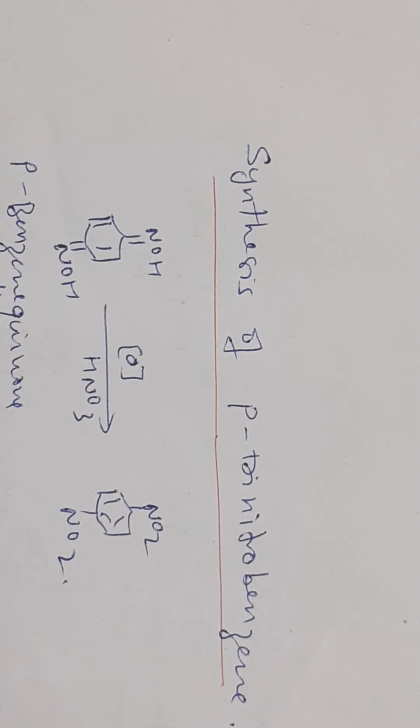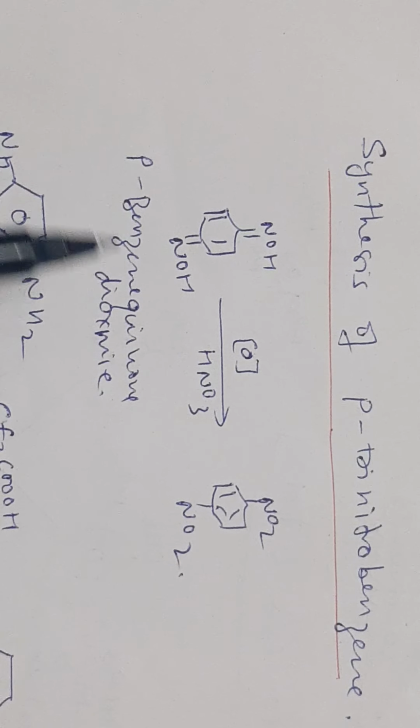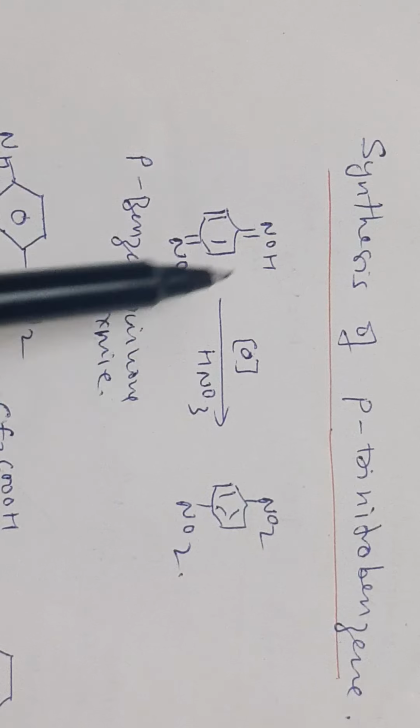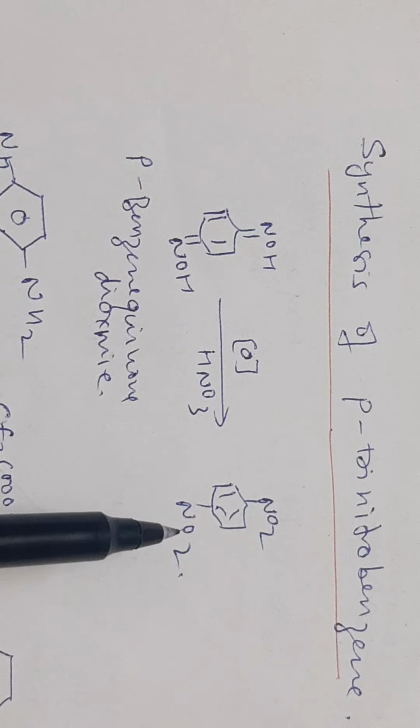Similarly, the para-dinitrobenzene can also be synthesized from aniline. The nitration of aniline also gives the para-dinitrobenzene, and it can also be synthesized from dioxime, that is parabenzoquinone dioxime. When oxidized with nitric acid, the oxime converts into the NO2 and we get the para-dinitrobenzene.